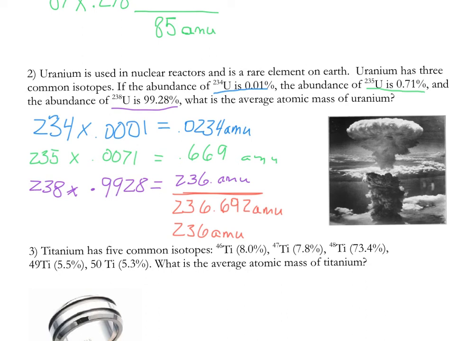And it would make sense that it's going to be a little bit higher than the 234 and the 235, because those two isotopes are very, very rare, 0.01% and 0.71%. The vast majority of the uranium we find is uranium-238. So it makes sense that our 236 average atomic mass is going to be closer to that 238.